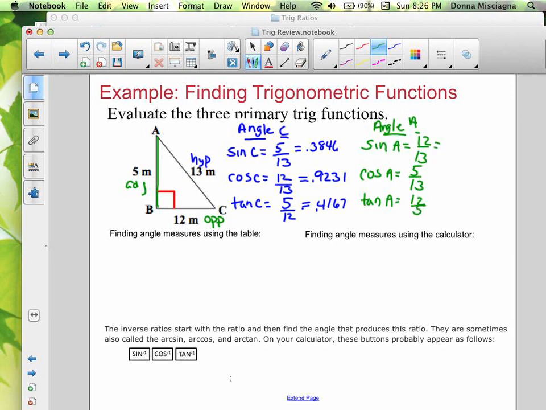If I want the decimal equivalents for those ratios, 12 divided by 13 we know is 0.9231, and 5 divided by 13 is 0.3846. And 12 divided by 5 is a really nice number, because it would go in 2 times with 2 leftovers, so that would be 2 and 2/5. 2/5 is the same as 0.4, so this one is just 2.4.